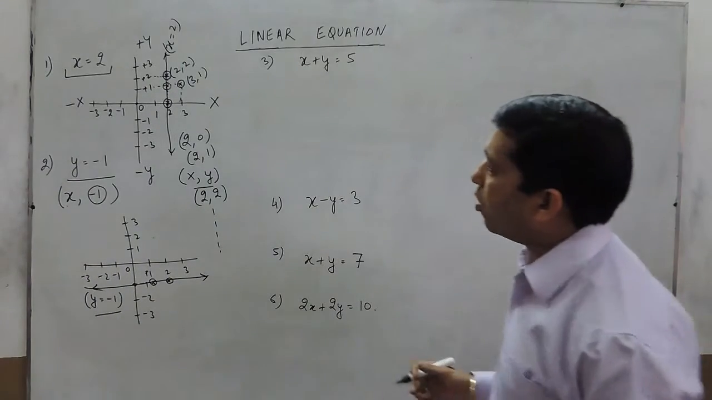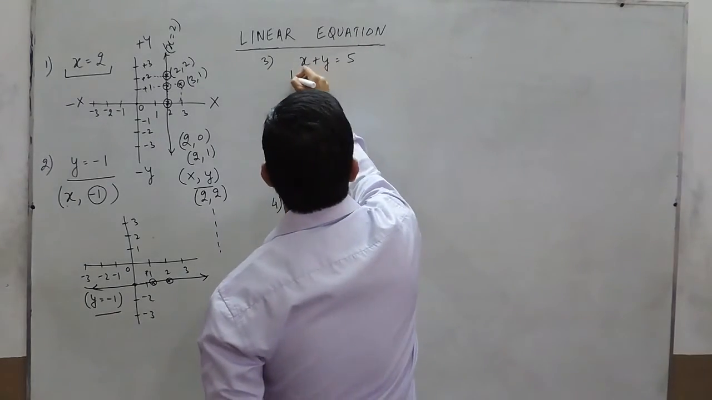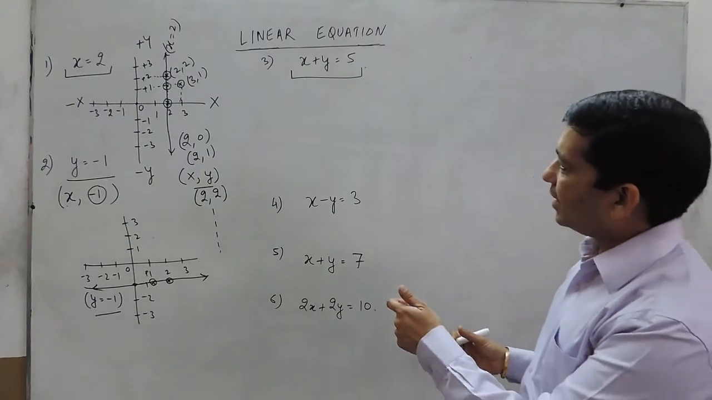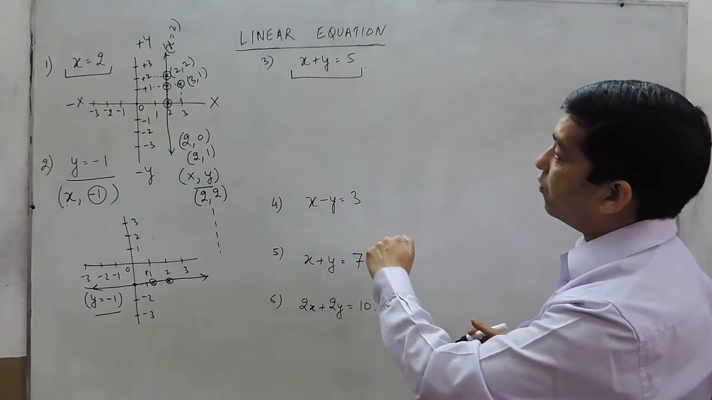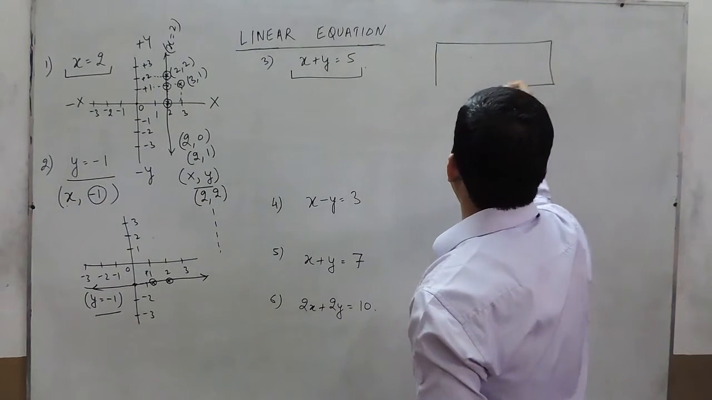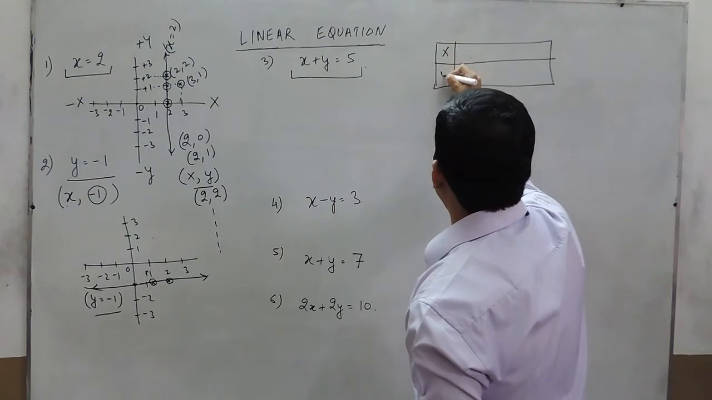Now we are talking about the linear equation having two variables. So x plus y is equal to 5, that means the value of x is different for each different value of y. So we can calculate first of all certain values of x and y. This is x and this is y.